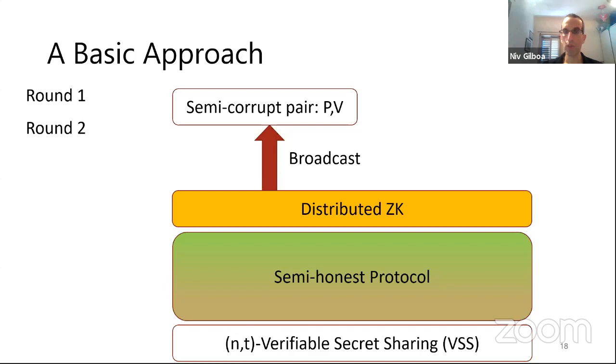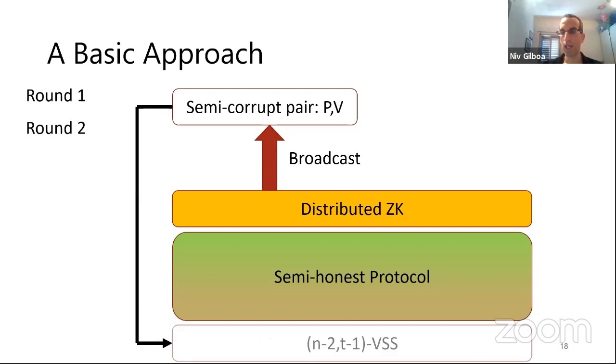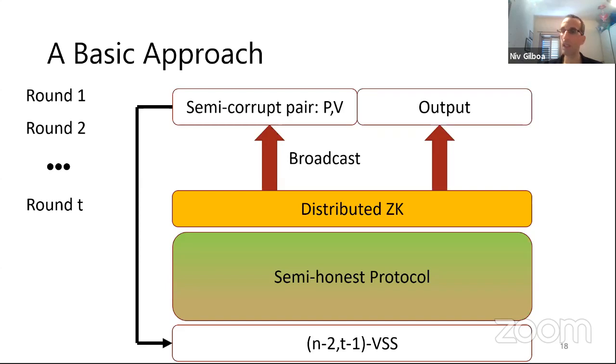So in this situation, we're going to have a second round. And now we're going to ask this pair of parties, P and V, to reshare their input, but now with the lower threshold T-1 among the other parties. And we're going to run the same protocol again. We can do this time after time, at most T times. Each time we're going to kick out at least one malicious party. And at the end, we have at least one party standing. That last party is going to be honest, and this guy can output the result. OK, so this approach works.